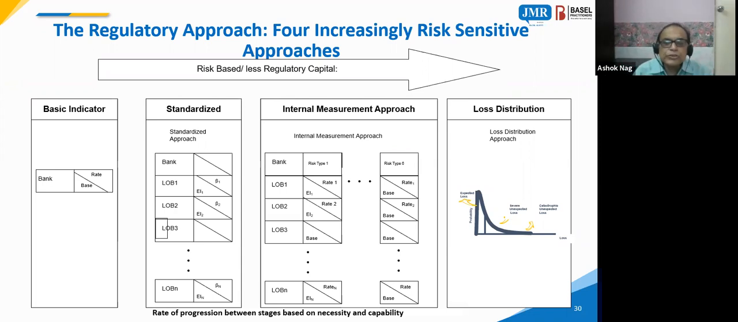The internal measurement approach is basically the loss distribution approach, where you try to create a loss distribution. For example, in market risk, we find out what percentile losses can happen because of market movement. Similarly, here you find out from your past experience what the loss distribution is, and at which percentiles, 99.5% or value at risk, you can calculate and get it done. That is called the loss distribution approach.